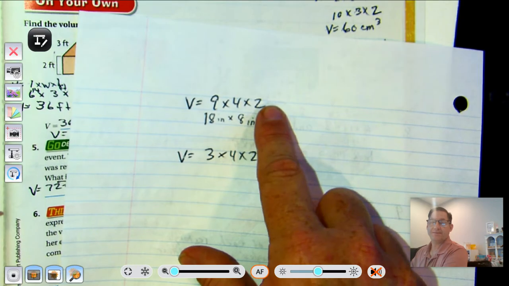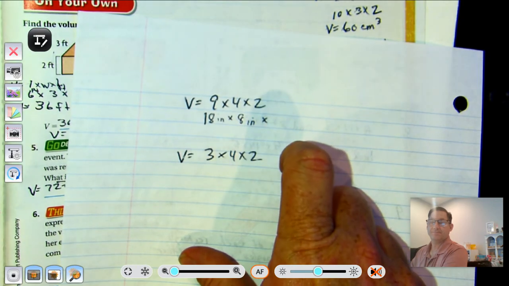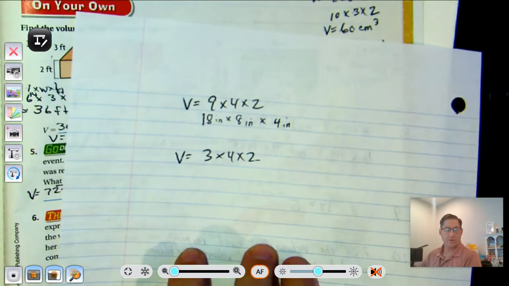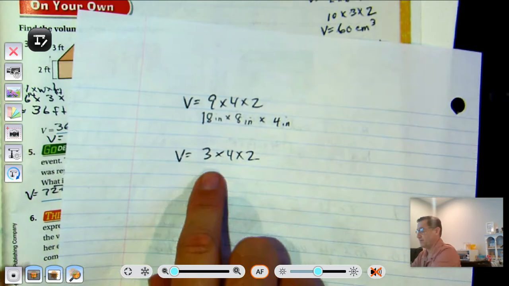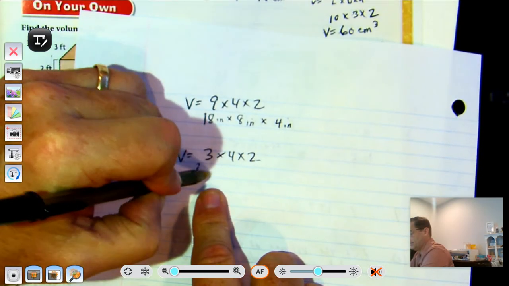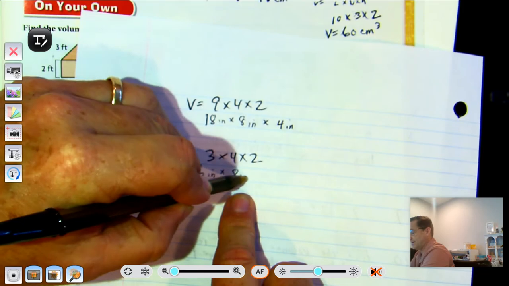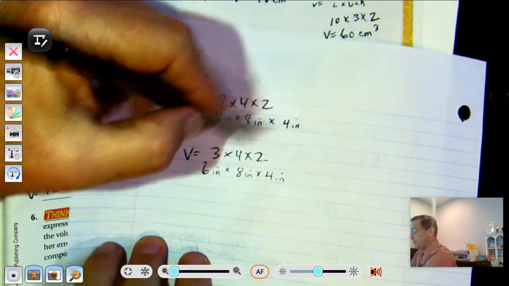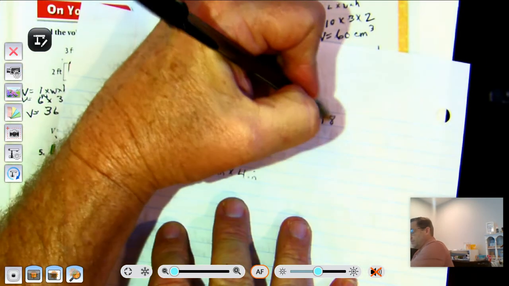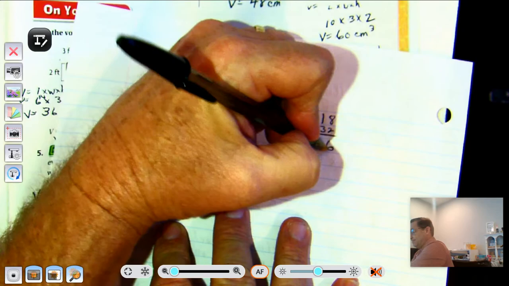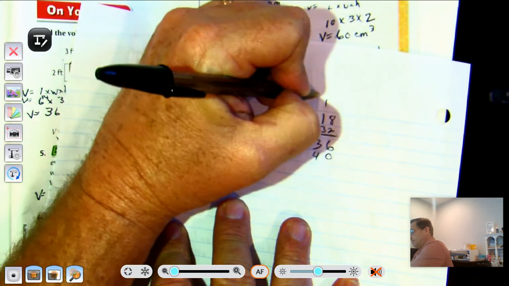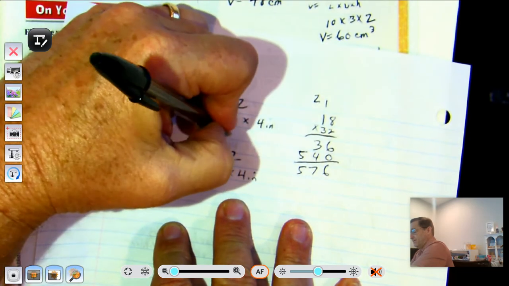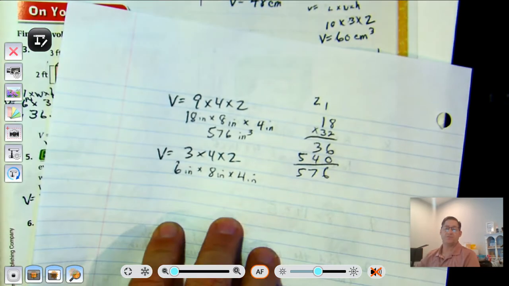For every 2 feet, there will be 2 inches, so 4 inches. So 18 times 8 times 4. And the other one would be 3 times 2, 6. 4 times 2, 8. And 2 times 2 will be 4. Okay, so 8 times 4 is 32. So 32 times 18. All right, so we have 576 cubic inches for the first one.